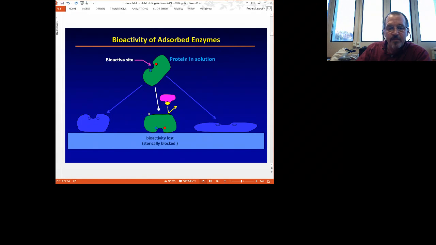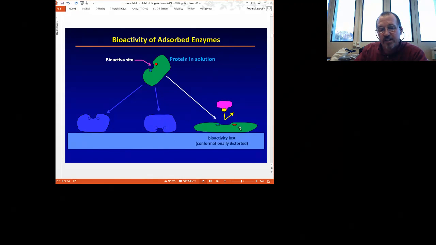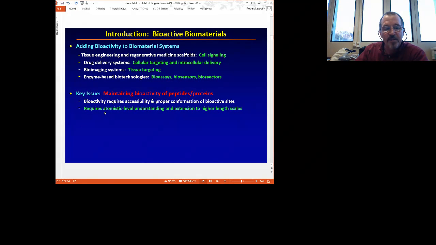However, if the enzyme is adsorbed in the wrong orientation, the active site can be blocked sterically and therefore made inactive, or if it's conformationally distorted when it adsorbs, you can lose bioactivity that way as well. So we'd like to understand these processes to be able to control the bioactive state of our system. And this requires really atomic level understanding and extension then to higher length scales, so we can understand what these peptides and proteins are doing on our surface and how they're interacting with the cells.